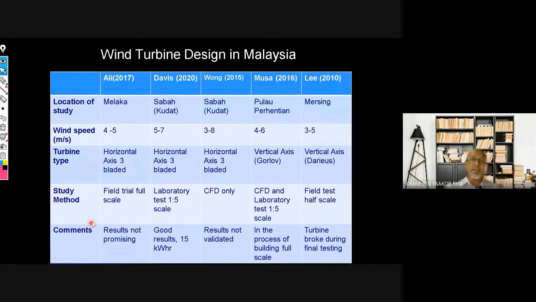Example only. That means, what are the important things that you want to categorize or characterize from each of the research? What important things do you want to compare and contrast? What are the important things you have to pick up from there? Because you're coming up with your new design. I think I need to know where they studied it, what wind speed they were talking about, the turbine type, the study method, and so on.